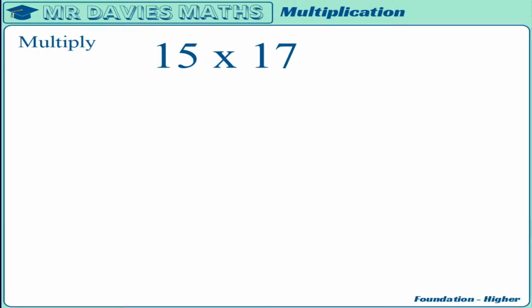Now, the way we set out a Chinese grid is like this. So I've got my first number, I'm going to make that my horizontal number. I've got 15 times by, and then my second number is going to be my vertical number. So I need to come underneath the times sign and put 17. That's how I start off pretty much every single Chinese grid.